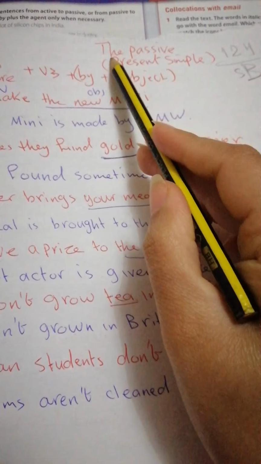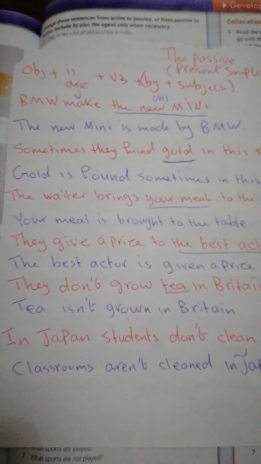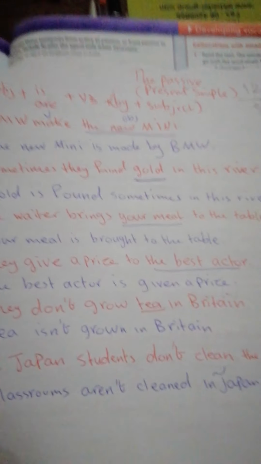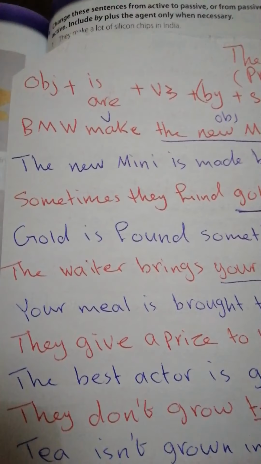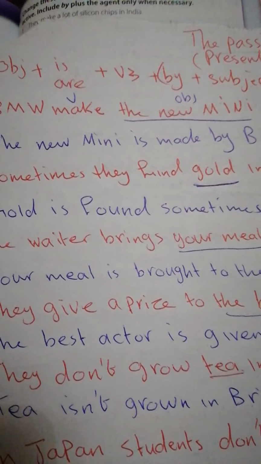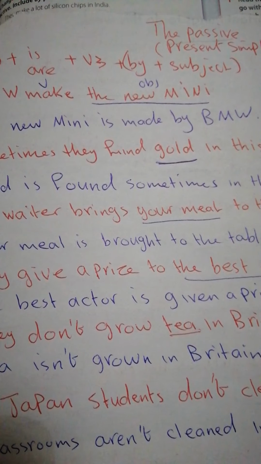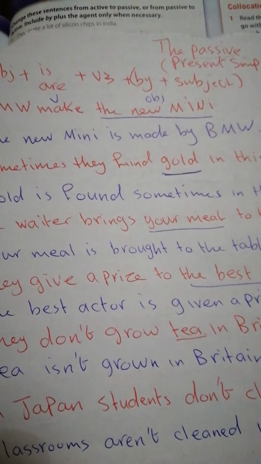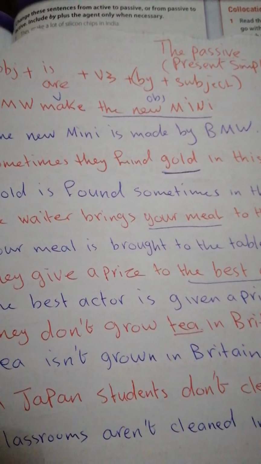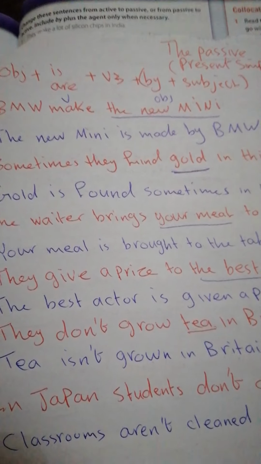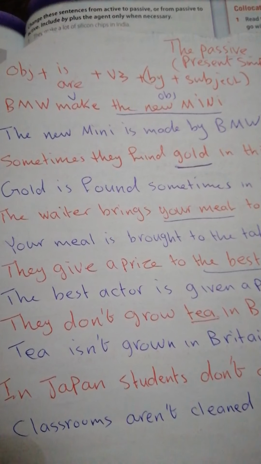First of all, we need to know the meaning of the passive. The passive is the rule in English when we are interested in the object of the sentence, not the subject. When we are talking about the passive, we don't care about the doer or the subject of the sentence. We are mainly concerned with the object.